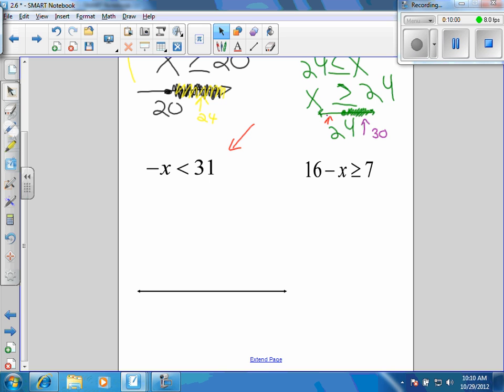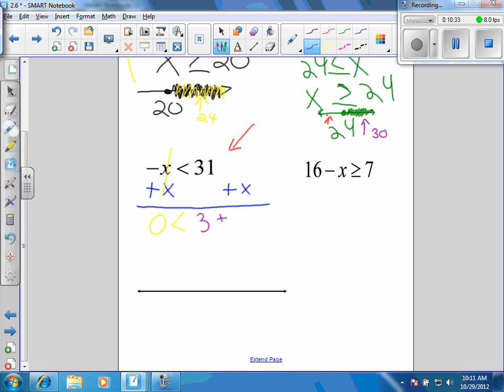Think about this as, can I do things like this? Can I add x to both sides? Well, we did it. We've been adding things to both sides all month, right? As long as they're the same, you can add the same thing to both sides. What happens with the left-hand side? You get 0. And then on the right-hand side, you have 31 plus x, right?